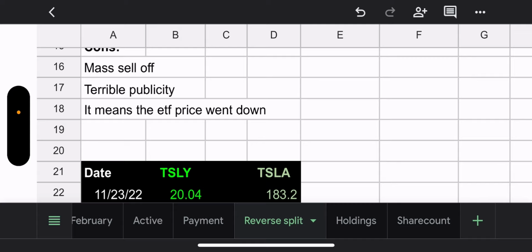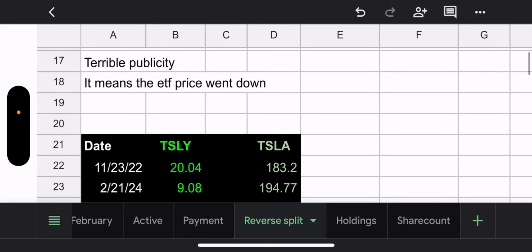But yes, of course that's a con. To me, that's the only con. The fact that we're in this position, it's a con, but it's the only con, right? But it is what it is.